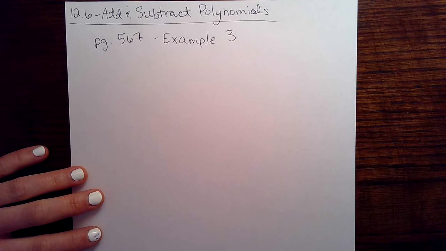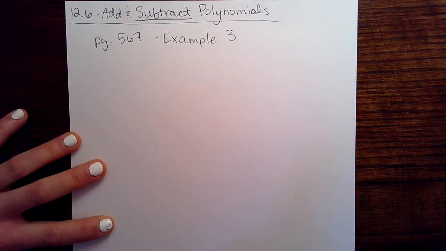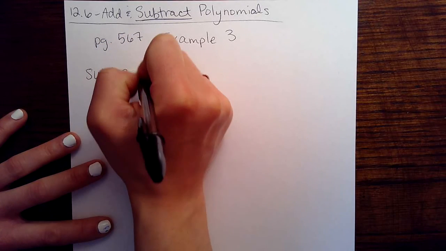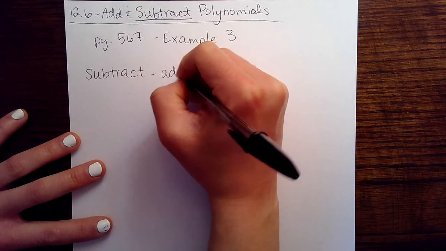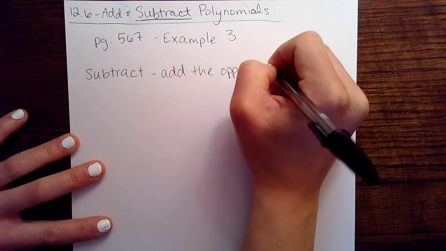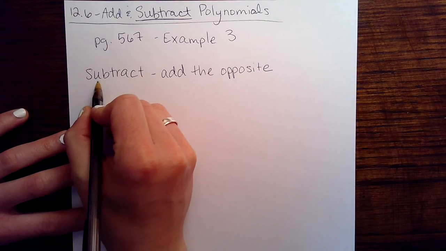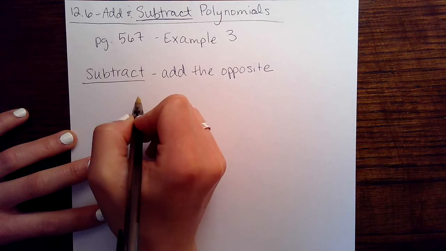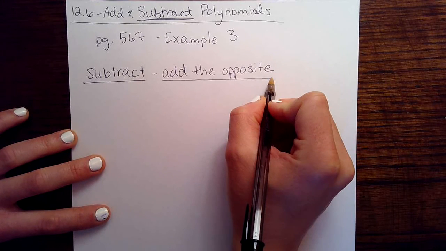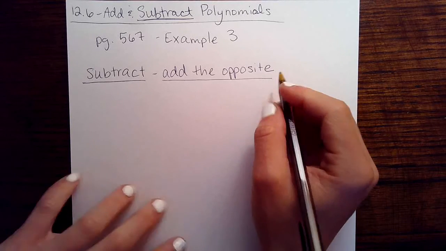And last but not least is subtracting polynomials. Remember, this is going to be super important: when we subtract something, we add the opposite. Keep that in mind. When we subtract a whole polynomial, we have to add the opposite of the whole polynomial. So what do I mean? Let's look at the first example.